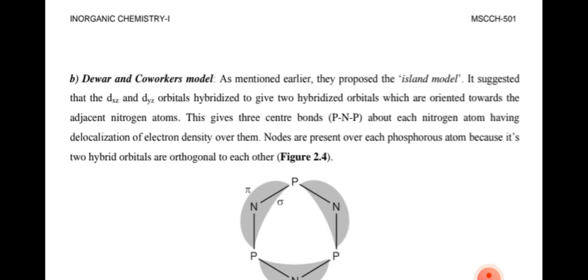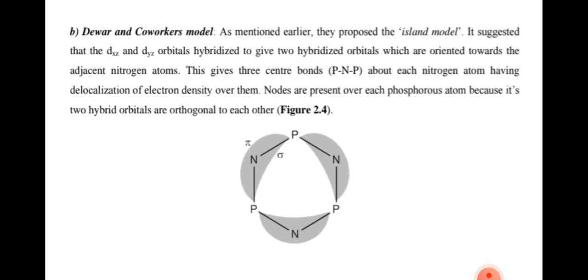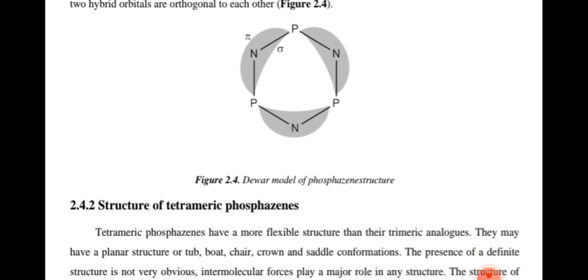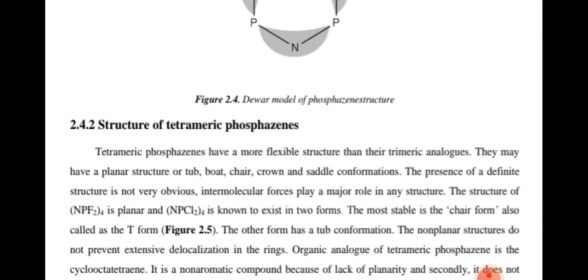Three, Dewar and co-workers' model. As mentioned earlier, they proposed the island model. It suggested that the dxz and dyz orbitals hybridize to give two hybridized orbitals which are oriented towards the adjacent nitrogen atoms. This gives three-center bonds, N-P-N, about each phosphorus atom, having the localization of electron density over them. Nodes are present over each phosphorus atom because the two hybrid orbitals are orthogonal to each other. Dewar's model of phosphazene structures.